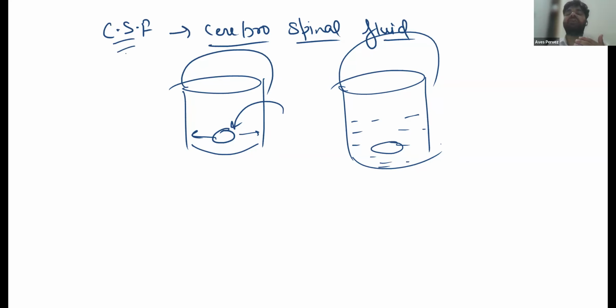So when we move our head this way, sometimes we jump, sometimes we dive, sometimes our hand gets stuck in some gate or something. In that case, this cerebrospinal fluid protects our brain from sudden jerk or sudden shock. Got it? Yes, sir.